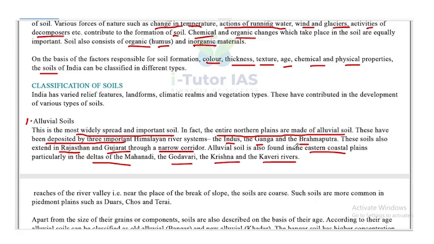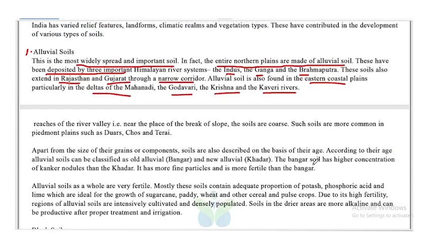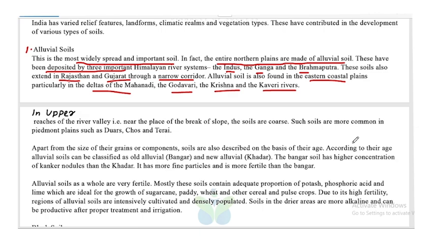Okay, so alluvial soil is mainly seen in the entire northern plain and it's also seen in the eastern coastal plains, including the Mahanadi, Godavari, Krishna and Kaveri rivers. Now, in upper reaches of the river valleys, that is near the places of break of slope, the soils are coarse. Such soils are more common in piedmont plains such as Duars, Chaos and Terai.